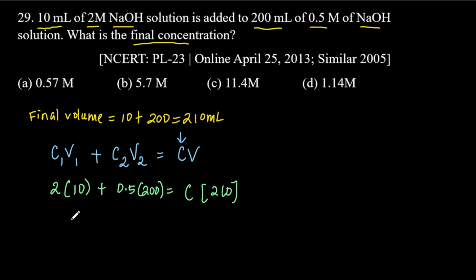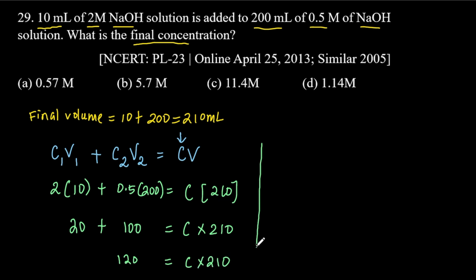So if we solve this, on the left hand side you will get 20 plus 0.5 into 200 is 100, which is equal to C into 210. So the left hand side is 120 is equal to C into 210. So the value of C is equal to 120 divided by 210. If we solve this, we will get the answer as 0.57 M. So the correct option is option A.